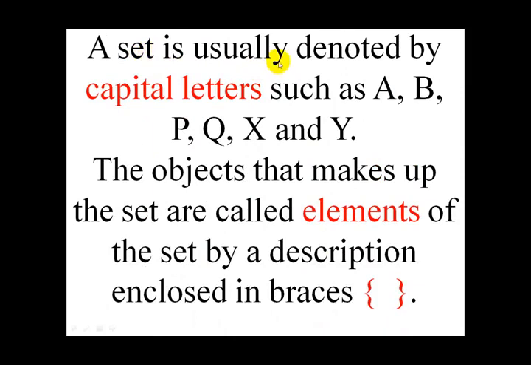A set is usually denoted by capital letters such as A, B, P, Q, X, and Y. The objects that make up the set are called elements of the set, and the set is described by a list enclosed in braces, as shown.